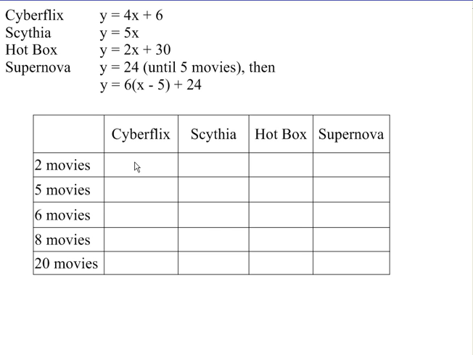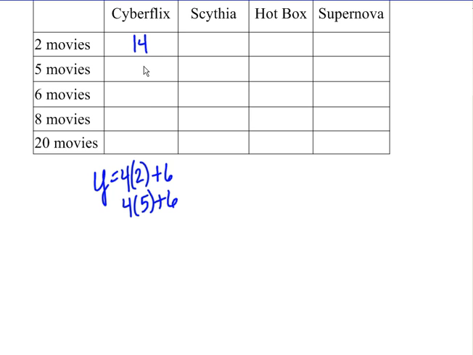So if I was going to buy 2 movies from Cyberflix, we would put a 2 into this equation here, y equals 4x plus 6, and we would start to figure out what's going on. So y equals, and again, we're just going to drop in our number here. So 4 times 2 plus 6. So 8 plus 6 is $14. If we're going to rent 5 movies, 4 times 5 is $20. 20 plus the 6, 26. If we're going to rent 6 movies, 6 times 4 is 24, plus another 6 is $30.